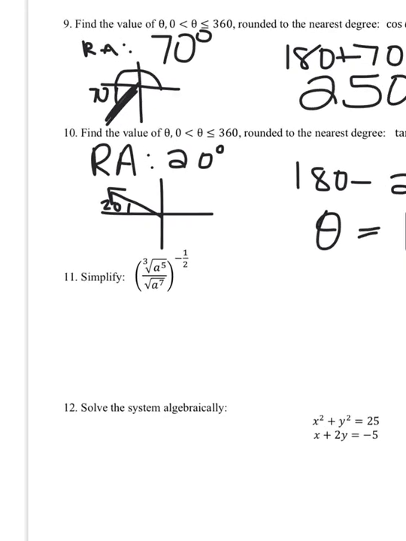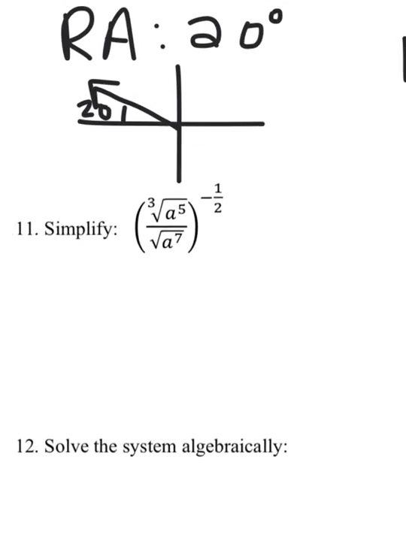Number 11, I'm hearing bad things about. So before you get started with number 11, doing any operations with the laws of exponents, change your radicals into fractional exponents. So what I mean by this, the cubed root of a to the 5th is really a raised to the 5/3 power, divided by the square root of a to the 7th is really a raised to the 7/2 power, all raised to the -1/2.